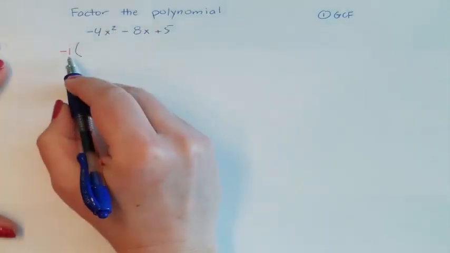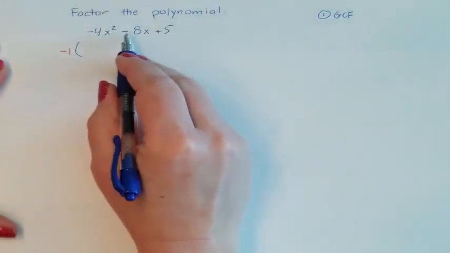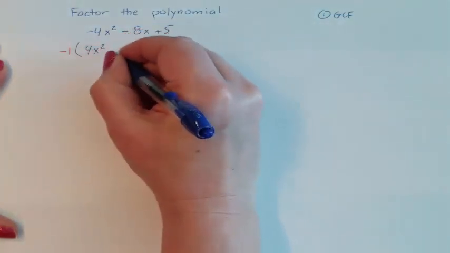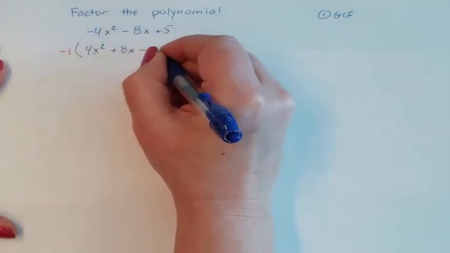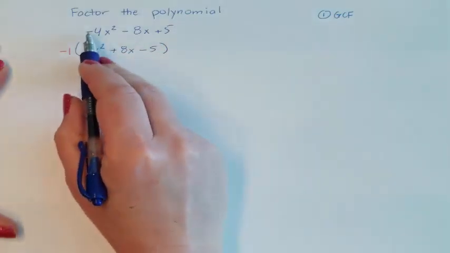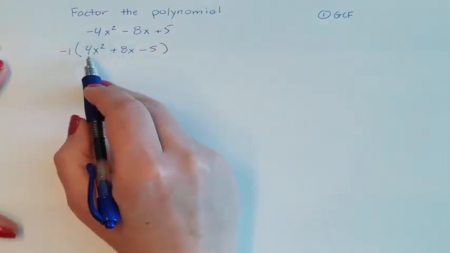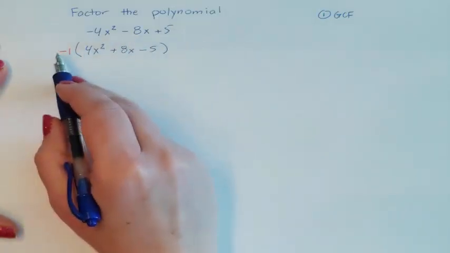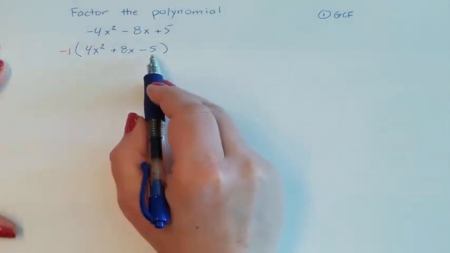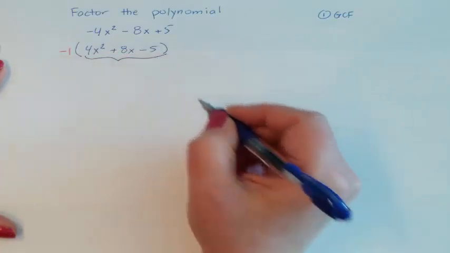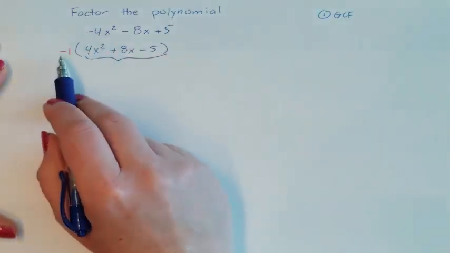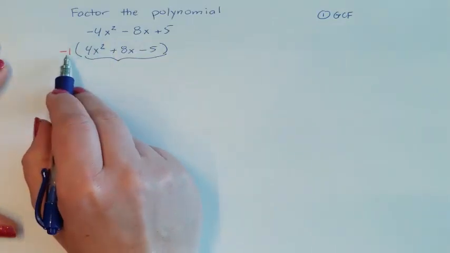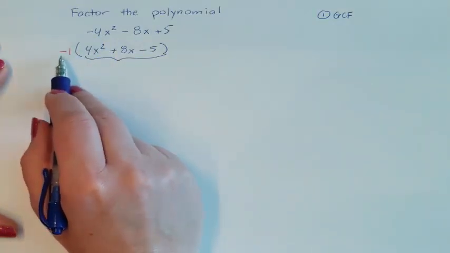If I'm factoring out a negative 1, that means I'm dividing everybody in here by a negative 1. So I have 4x squared plus 8x minus 5, because negative 4 divided by negative 1 is 4. Negative 8 divided by negative 1 is an 8. 5 divided by negative 1 is a negative 5. So this is the polynomial that we're doing. Now why did we do this without checking? Because your front number is never allowed to be negative. So we had to factor a negative out first.